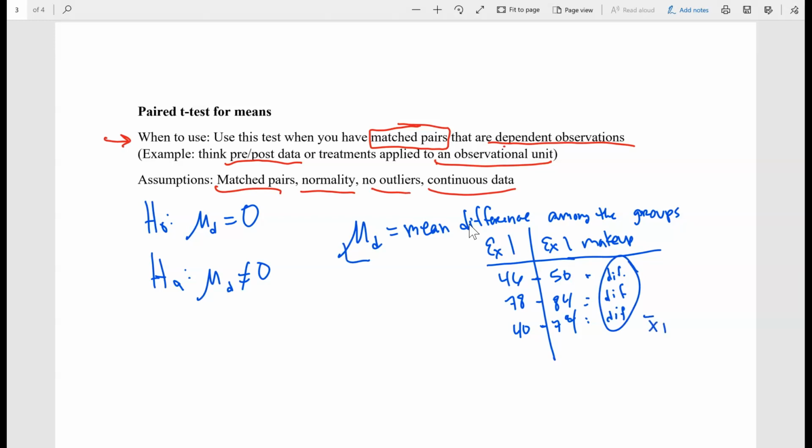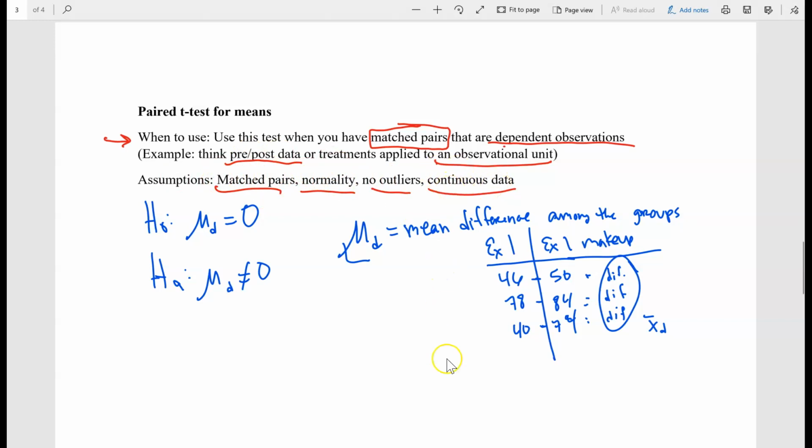So when you say mu sub d is equal to 0, that means there's no difference. The fact that you did a makeup made no difference at all. And HA means that whatever treatment you did, it actually is working. The follow-up was probably better. So that's basically what you want to do. Make sure that you have matched pairs, normality, no outliers, and continuous data.